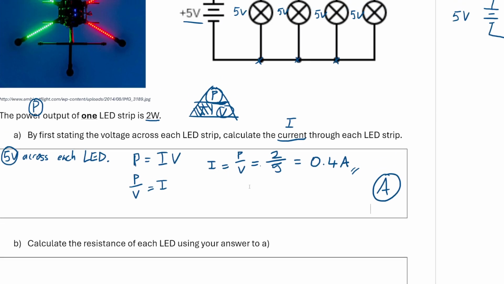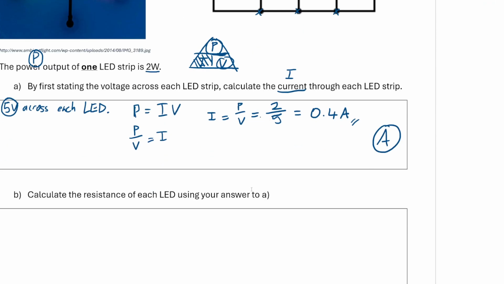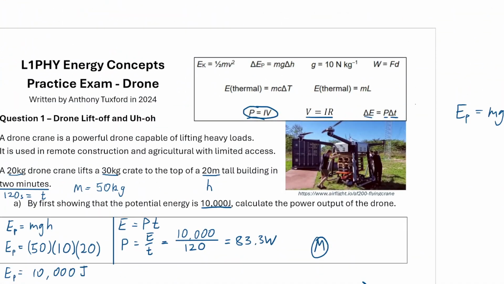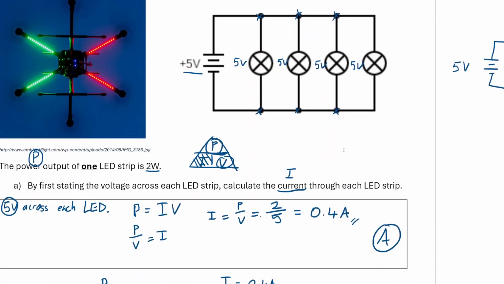Alright, part B. Calculate the resistance of each LED using your answer to A. So we are now looking for resistance using our answer to A. Well, that current was 0.4 amps. So what relates current and resistance? Again, let's scroll right up. We're sticking to those two equations because we're looking at DC circuits. Ohm's law, V equals I times R, voltage equals current times resistance. So let's write that down.